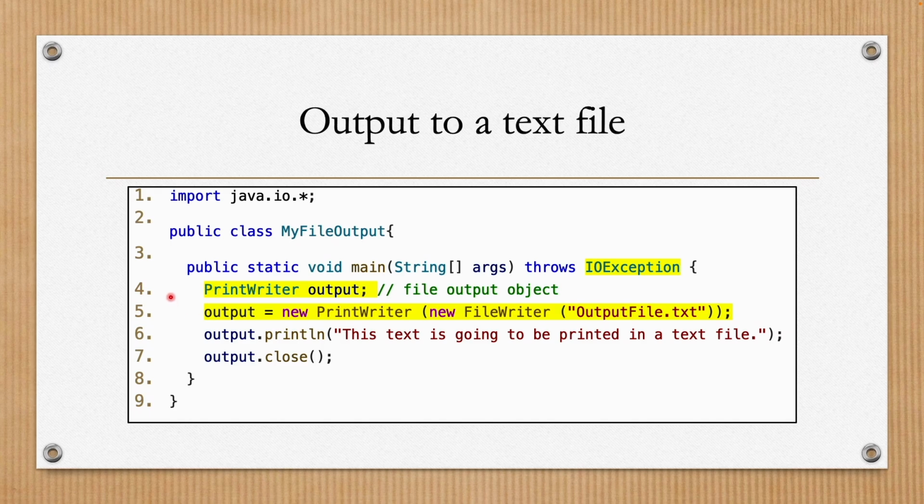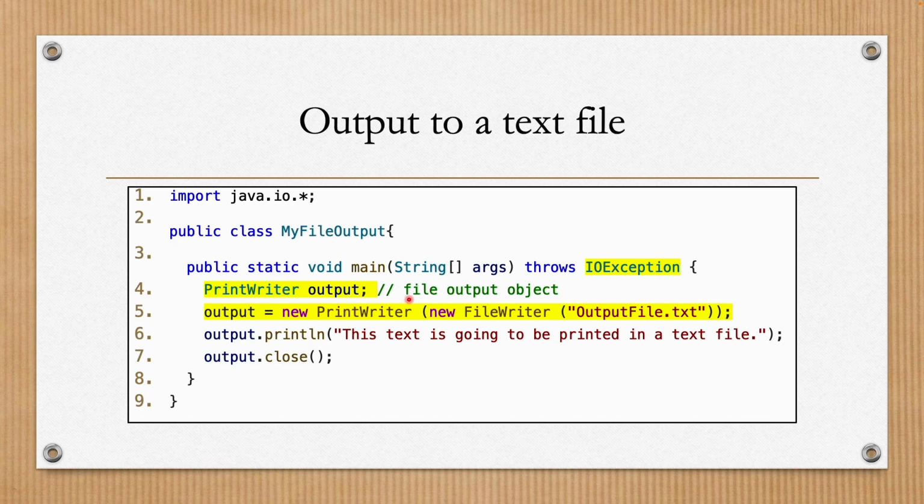So what's happening in the highlighted section over here is that we are creating a PrintWriter output instance, or object. Once again, this is something that we need to be able to access the print or write to a file method. And then we are also creating a FileWriter object inside the PrintWriter. So pretty much we're passing this into the PrintWriter.